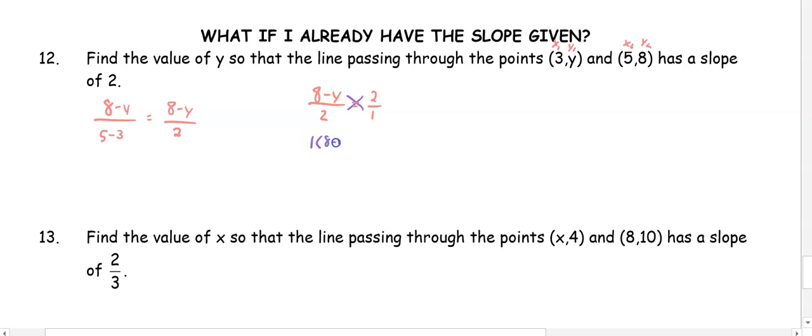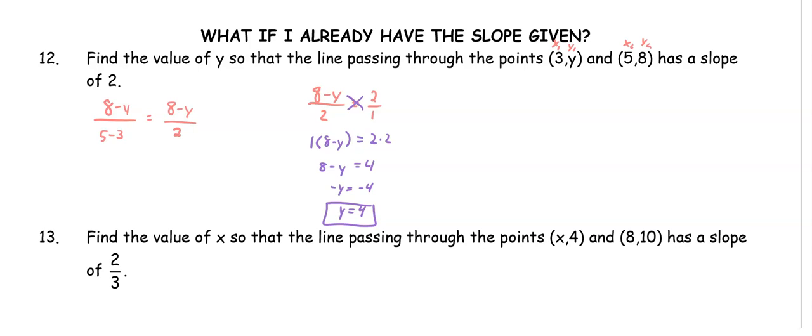So we have 1 times 8 minus y equals 2 times 2. 8 minus y is equal to 4. We can subtract 8, so negative y equals negative 4. When we divide by negative 1, y is 4.